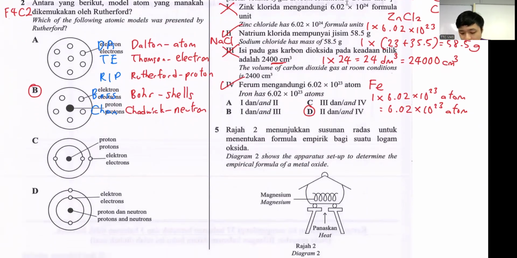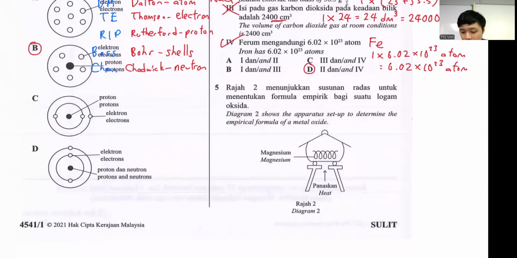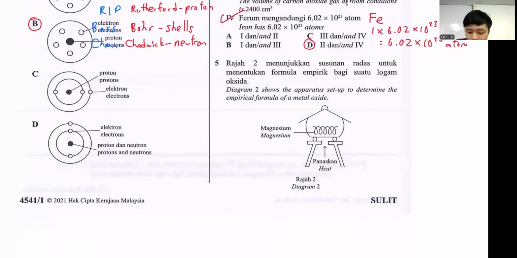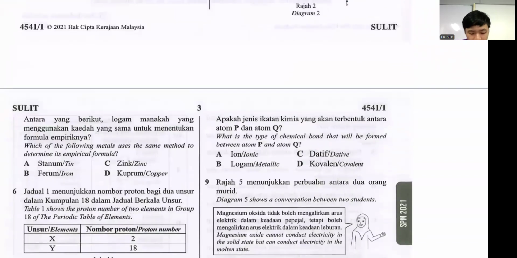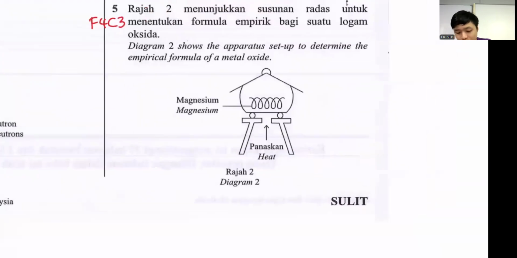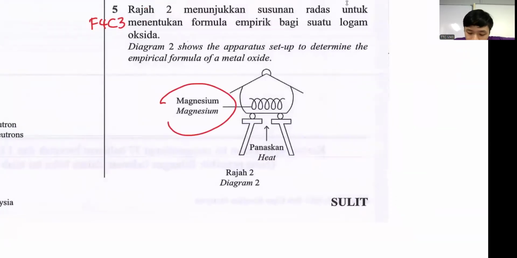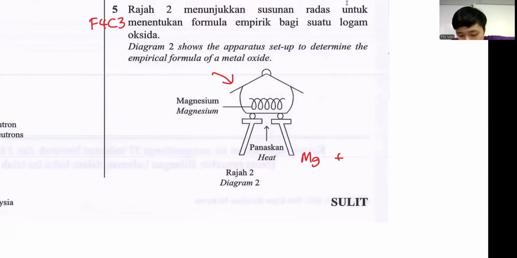Fifth, the diagram shows the apparatus setup to determine the empirical formula of a metal oxide. This is Form 4, Chapter 3. Which of the following metals uses the same method to determine the empirical formula? Obviously, this is the experiment where magnesium is burned with oxygen gas. They will open the lid so that oxygen can enter and react with magnesium. This is to determine the empirical formula for magnesium oxide.